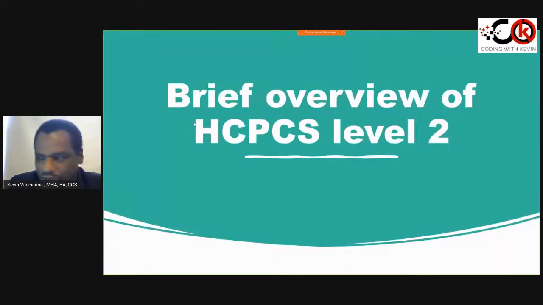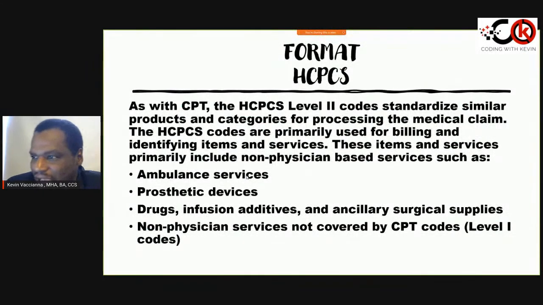So let's look at a brief overview of HCPCS level 2 codes. As with CPT, the HCPCS level 2 codes are standardized, similar products and categories for processing a medical claim. The HCPCS codes are primarily used for billing and identifying items and services. These items and services, like ambulances, prosthetic devices, and drugs, are all classified in the HCPCS manual.